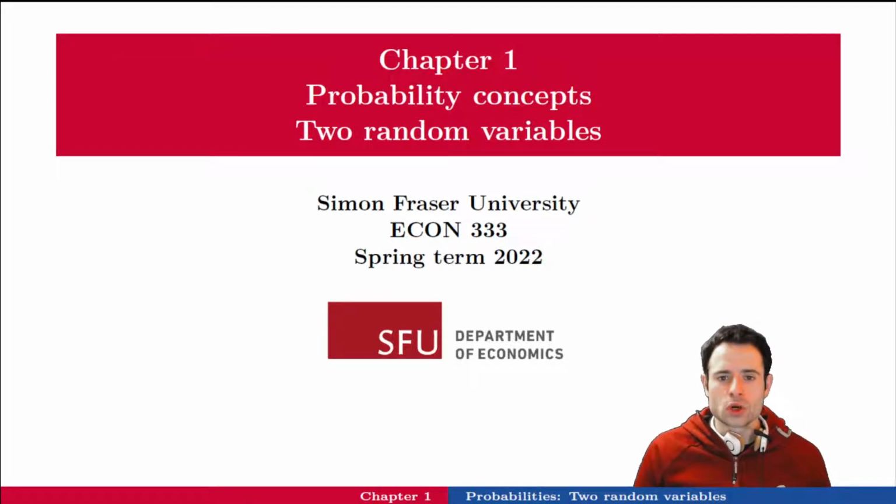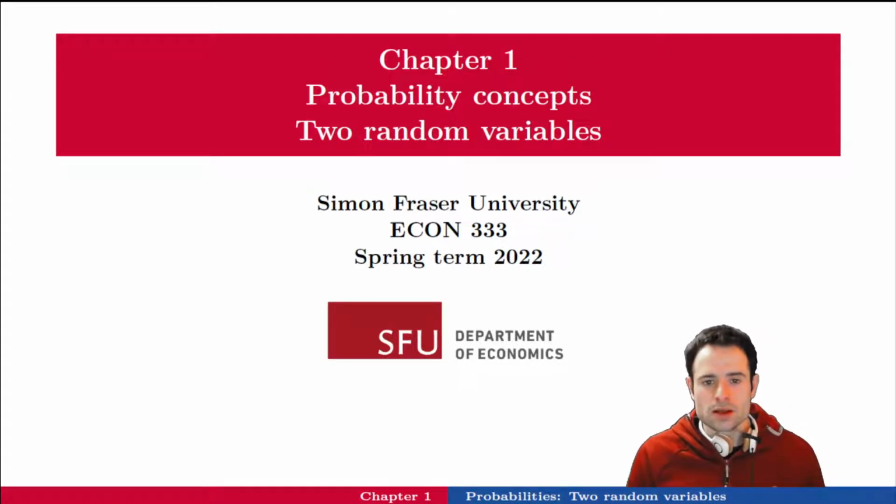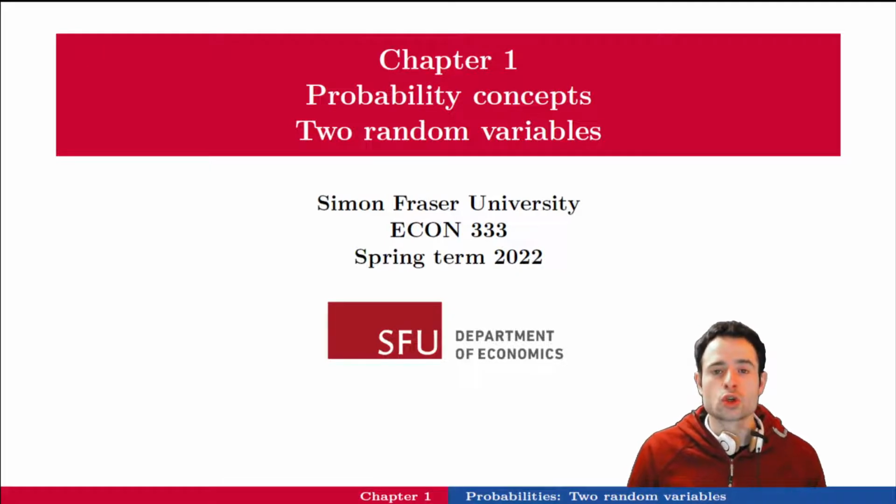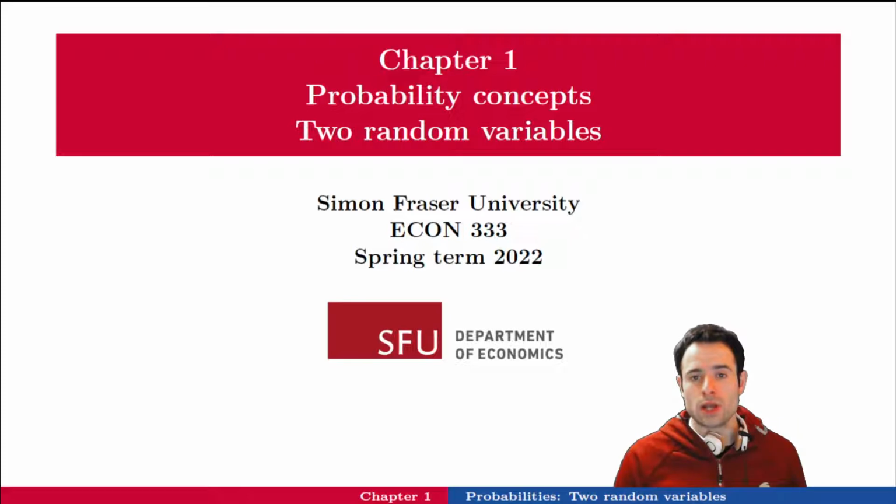Today we are going to go over the second and third part of chapter 1. We are still talking about probabilities, but this time we are going to complicate things a little bit by talking about two random variables instead of one. After that, we will go over some common distributions that you should know about. You should know how to use them, you should know how to manipulate them, and we will go through a couple of examples so that you can get some experience with it.